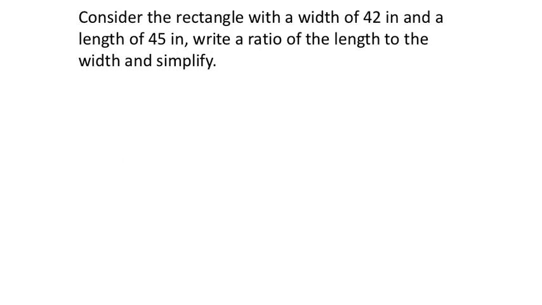Consider the rectangle with a width of 42 inches and a length of 45 inches. Write a ratio of the length to the width and simplify. So it wants 2 parts. We're going to write the original ratio, and then we will simplify. That's what I'm assuming. Maybe they'll only have 1 box on the assignment, and if they did that, they would want the simplified answer. Take a minute, try this one out, then we'll go over it.